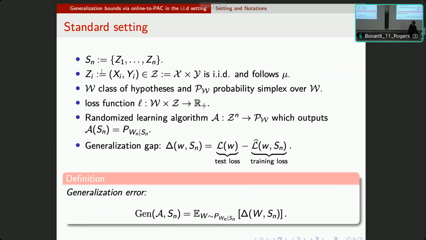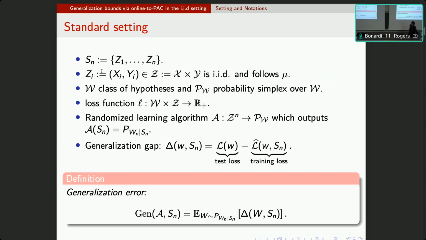Okay, so we have all heard in the previous talk of statistical learning. Let me just refresh so that the notation is clear. I'm denoting Sn the training sample set of n data points Zi. The Zi are assumed to be IID drawn from a distribution mu that we don't know. I denote W the class of hypotheses and P(W) the class of distributions over W. And the loss function L measures the quality of hypothesis W on the data instance Z.